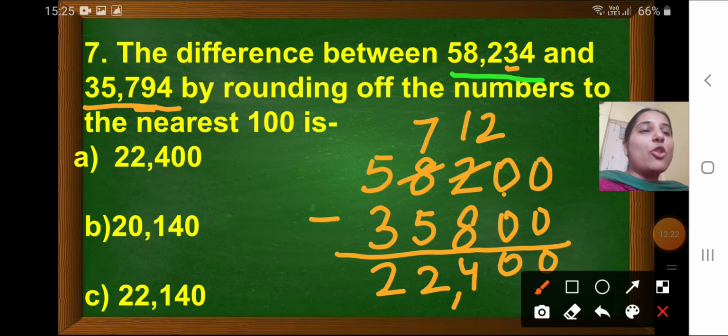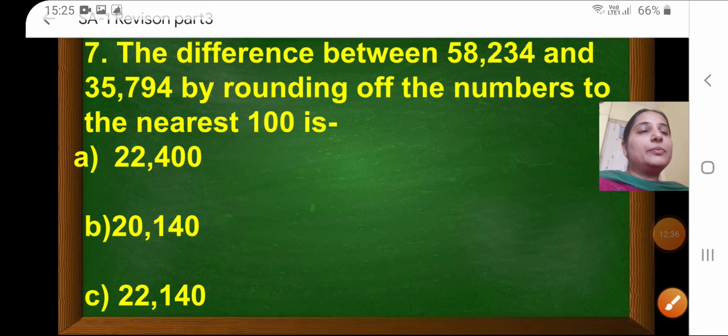Can you find the correct option? Yes, 22,400, which is the correct option? Option number A. Got it, children? Now let's move to the next question.